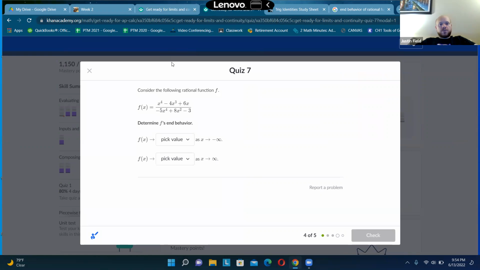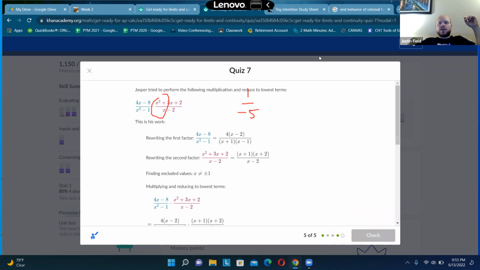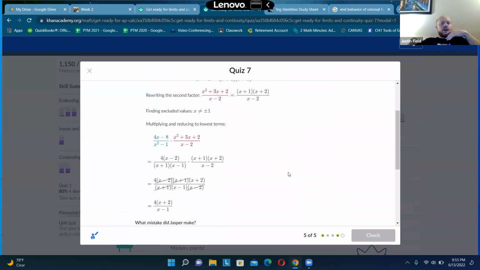The degrees are the same, and the leading coefficients are 1 and -5. So it's an oblique asymptote. F of x, pick a value. Okay, so let's see. So f of x goes towards -1/5 on both sides. Oh wow, look, I got it. All right. See, easy.